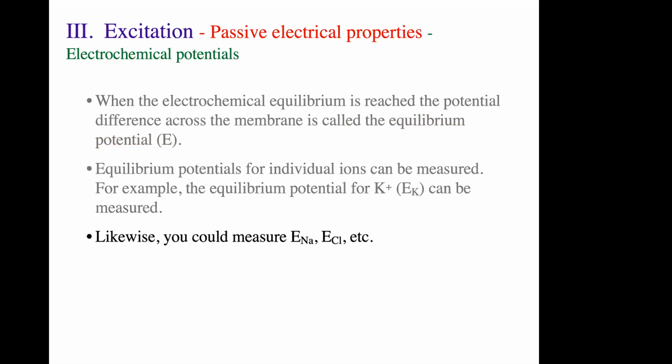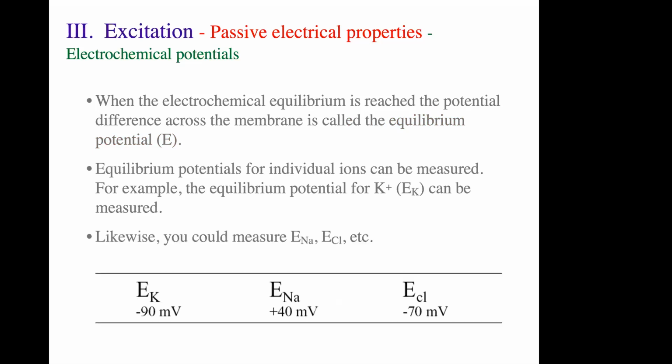And you can do this individually for sodium, you can do it individually for chloride, and here are some typical values for the equilibrium potentials associated with each specific ion here. Knowing what the individual equilibrium potentials for these ions are is useful, because these equilibrium potentials put boundaries on the membrane potential during an action potential, and I'll show you a diagram that illustrates that. It puts boundaries on how high or low the membrane potential can get.